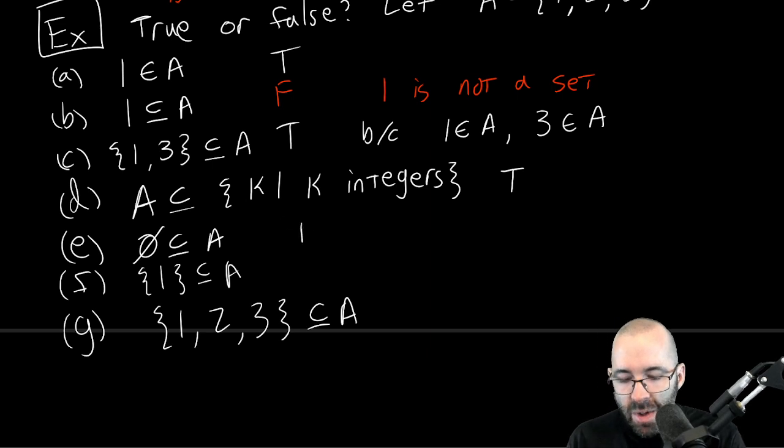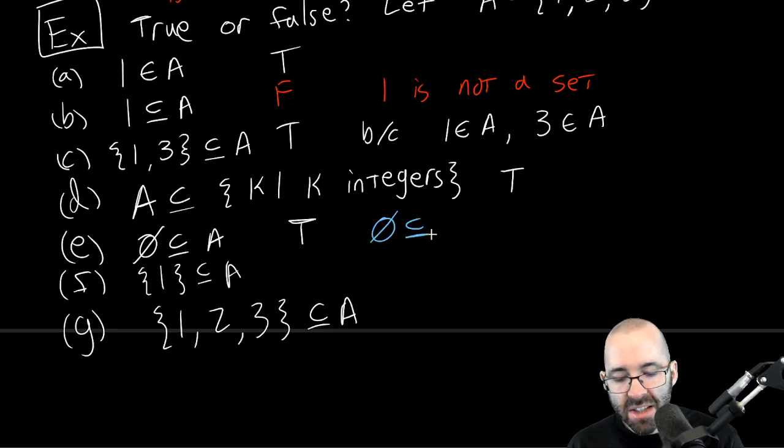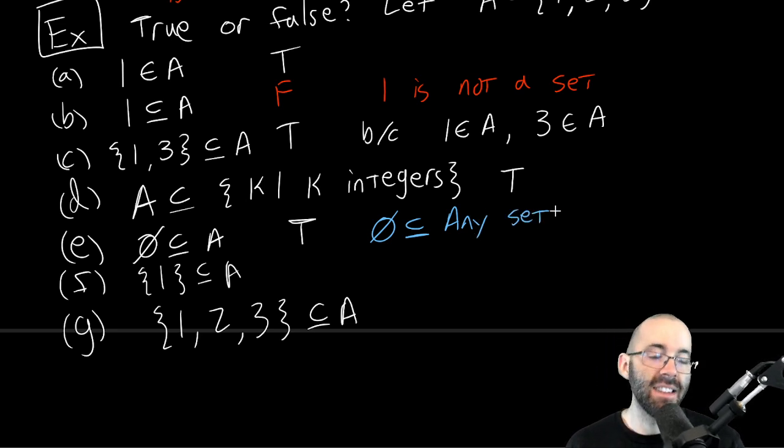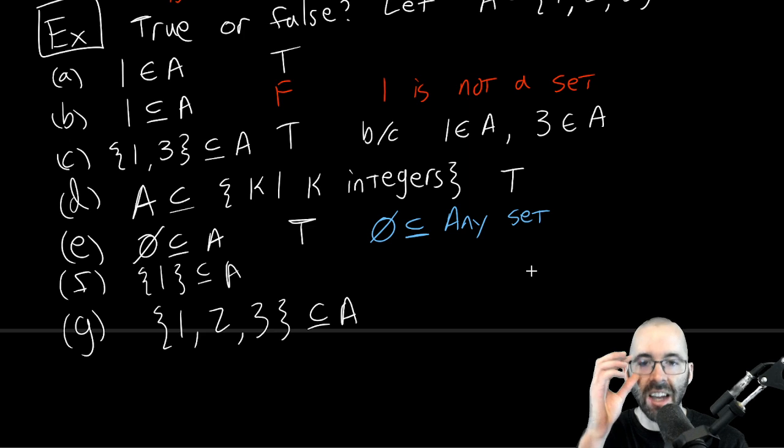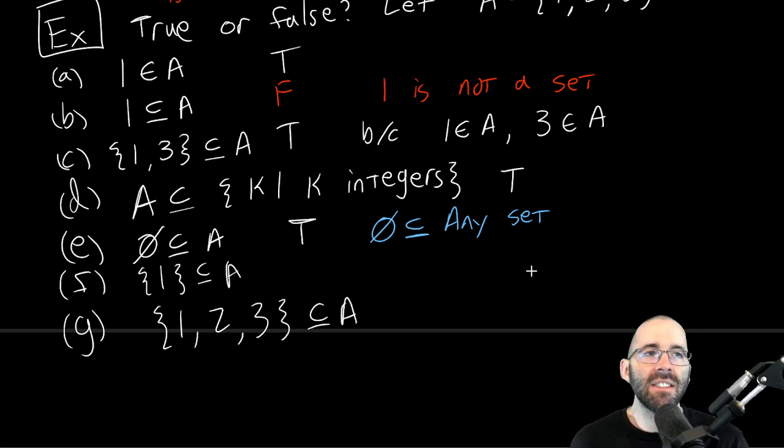Okay, so this one is true. In fact, the empty set is a subset of any set. The empty set is a subset, I'm going to abuse notation a little bit, of any set. Okay, just because of the definition, it's essentially a tautology. It's always true because there's nothing in the empty set.